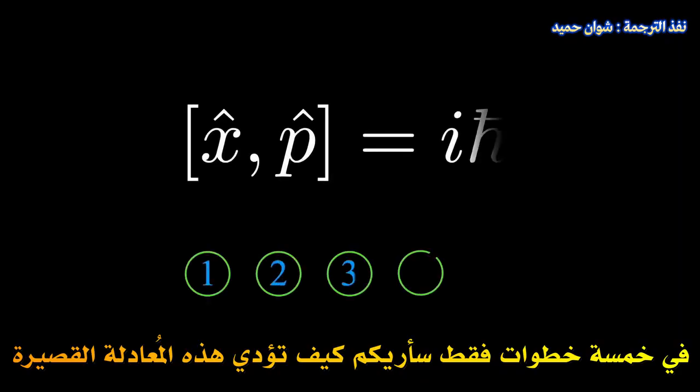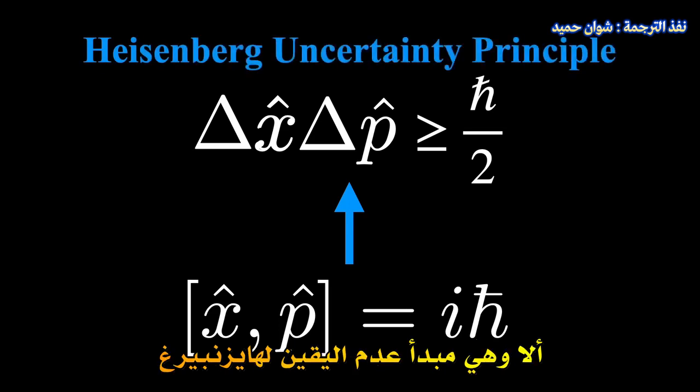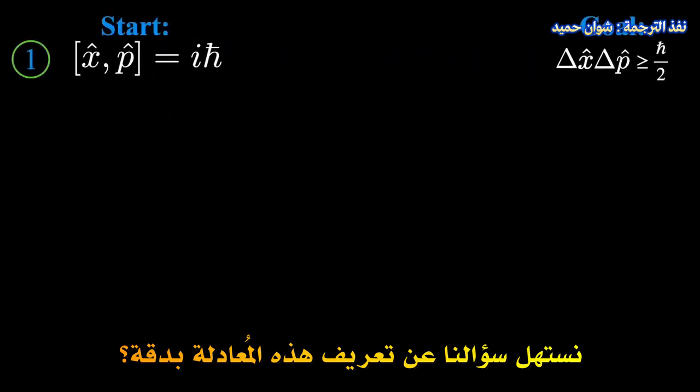In just 5 steps, I will show you how this short formula leads to one of the most famous principles in all of physics, the Heisenberg Uncertainty Principle. We'll start by asking, what exactly is this formula?